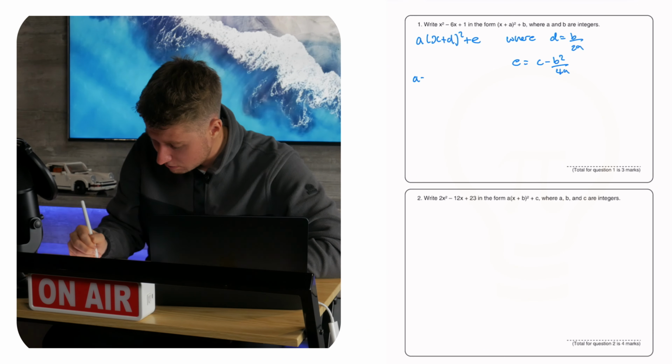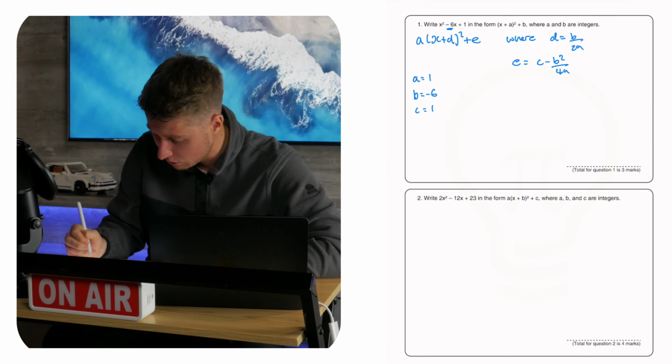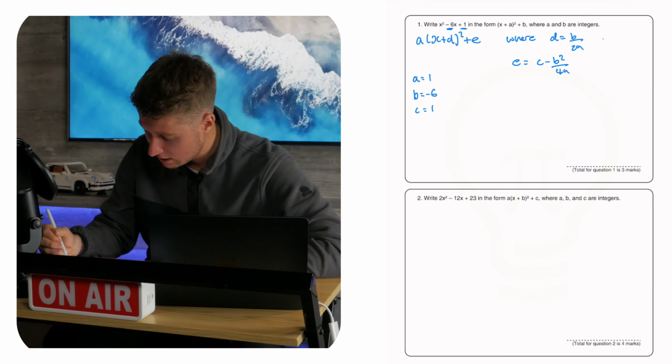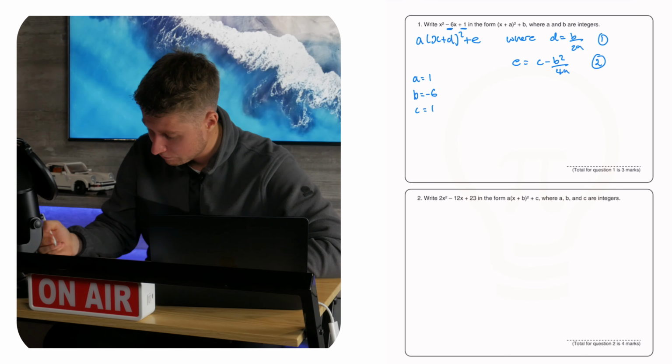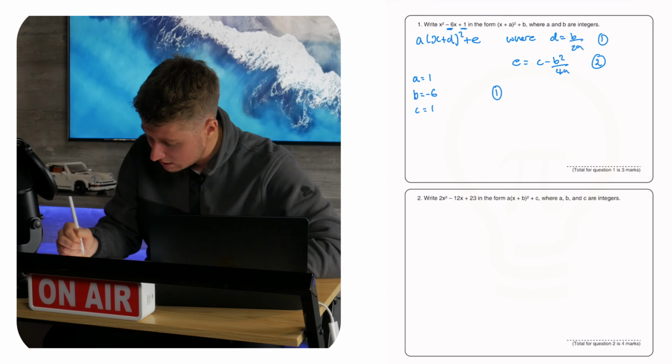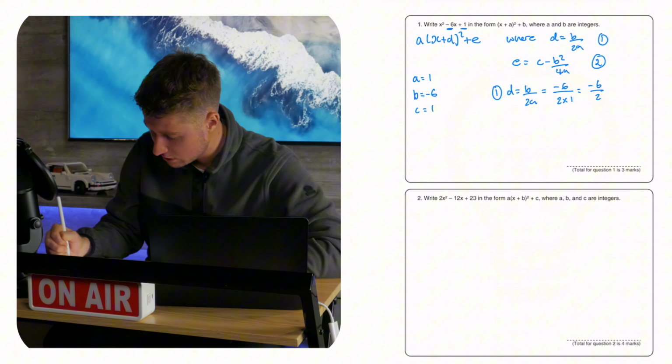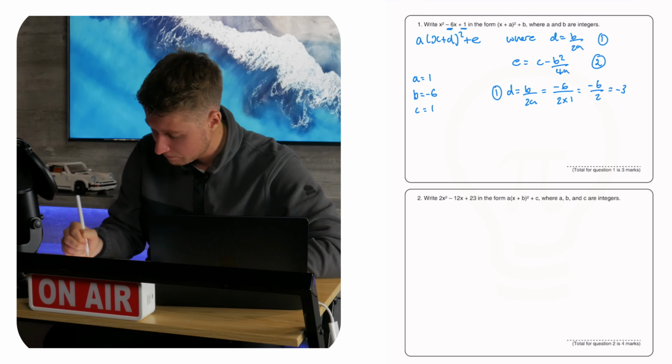So a is the number in front of the x squared, in this case it's just 1. B is equal to negative 6, it's the middle number, and C is equal to 1, which is the end number. So now we put these numbers into these two formulas here. So looking at formula 1, we've got D equals B over 2A, so B is negative 6, divided by 2 times A, which is 1. So negative 6 over 2 is equal to negative 3.